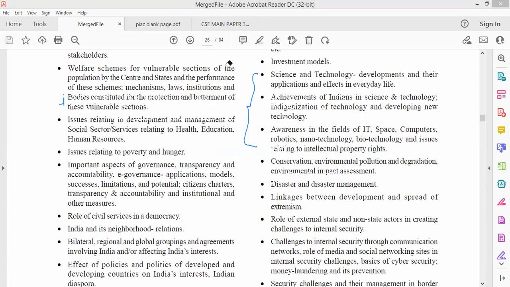Now in a very short manner I will tell you: conservation, environmental pollution, degradation, and environmental impact assessment. This is related to climate. Now what is environmental pollution? It can be water pollution, land pollution, air pollution, or soil pollution. These are the types of pollution: water, air, land, soil.